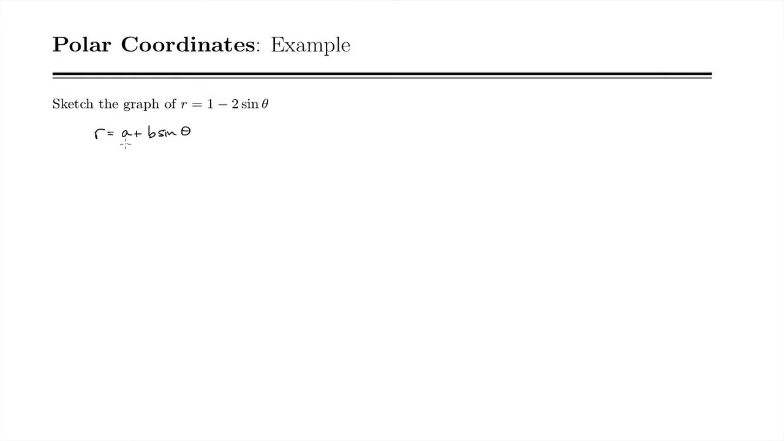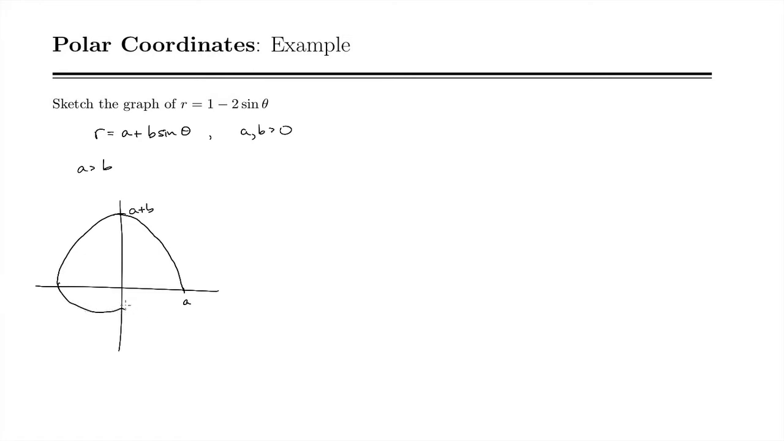So, assuming both a and b are positive, if a is greater than b, we have something that looks like this. It comes up to a plus b on the vertical axis. And it starts out over here at a, and it's going to go over here as well. It kind of loops around, hits this point, comes around, and then gets a little dimple right there.